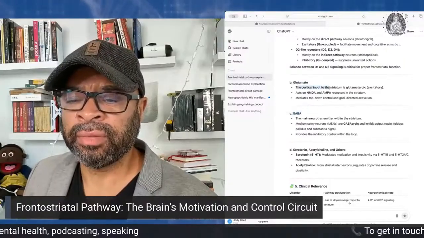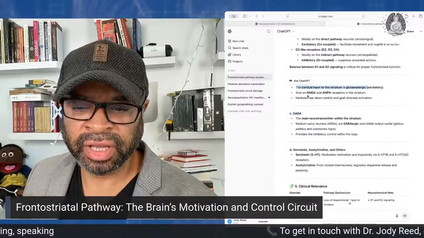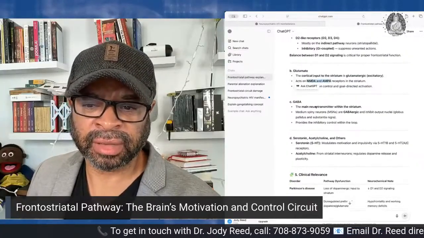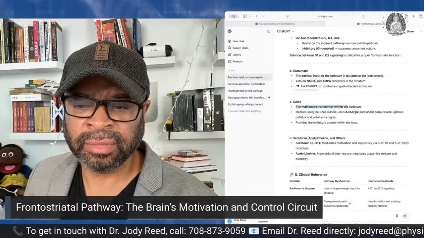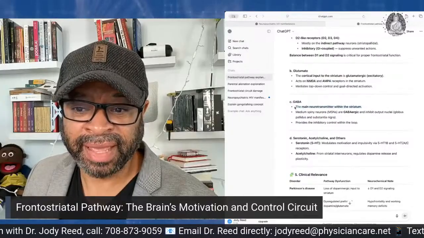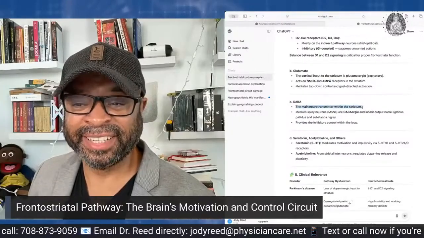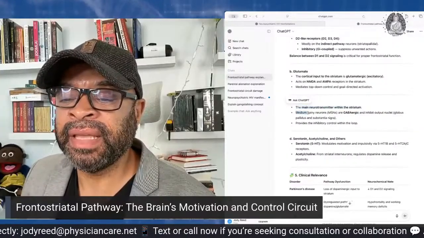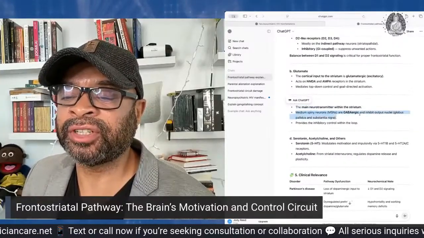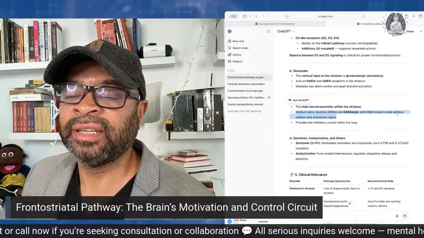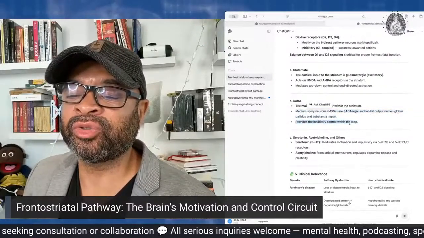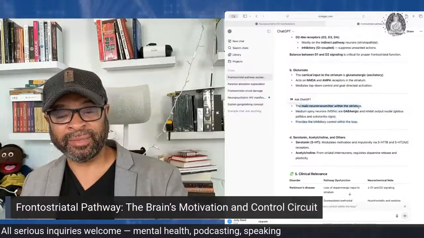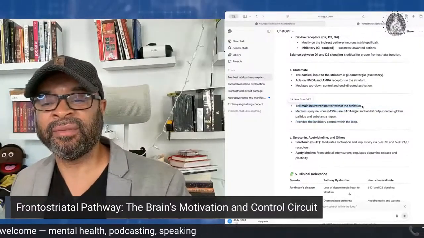And so the cortical inputs to the striatum are glutaminergic, excitatory. NMDA is one type of glutaminergic receptor. AMPA is another type of glutaminergic receptor, right? GABA is the main neurotransmitter within the striatum. I guess it has to be the main one to shut things down, right? Medium spiny neurons are GABAergic neurons that inhibit output nuclei, right? They provide inhibitory control within the loop. So the main neurotransmitter in the striatum is an inhibitory neurotransmitter, GABA.